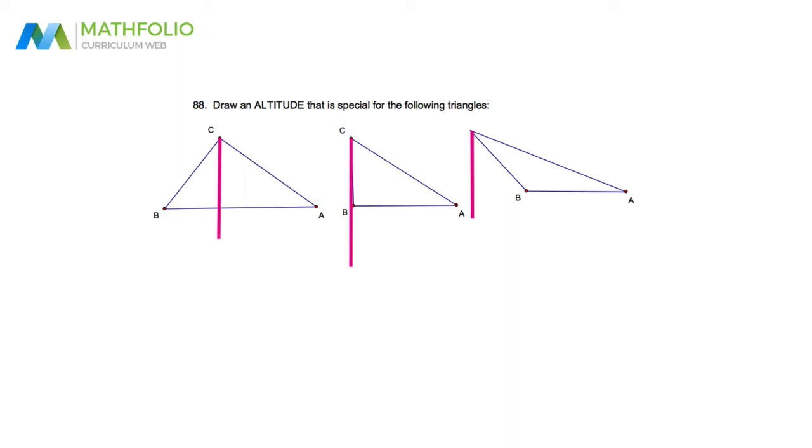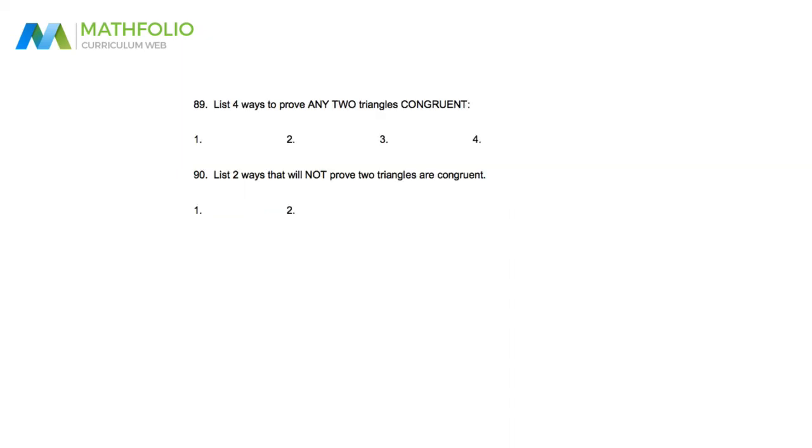Alright, next problem. Next problem is 89. 89 asks us to list 4 ways to prove any two triangles congruent. Well, we have the congruency postulates. And the congruency postulates are side, side, side. If you know 3 sides of a triangle are congruent to 3 sides of the other triangle, you know that the 2 triangles are congruent.